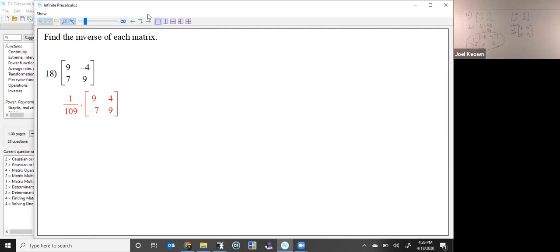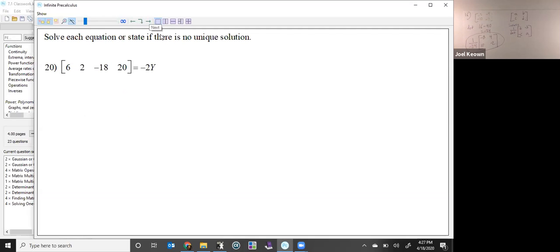Another one. Oh, there you go. See this one, if I do 8 times 0, I get 0. 3 times 0, I get 0. Subtract, I get 0. So here, no inverse exists because the determinant would be 0.